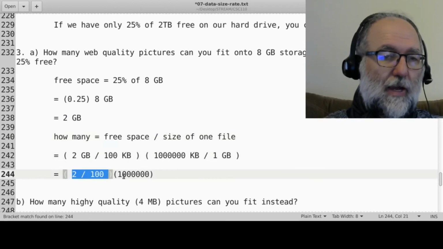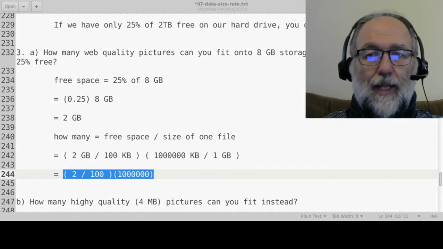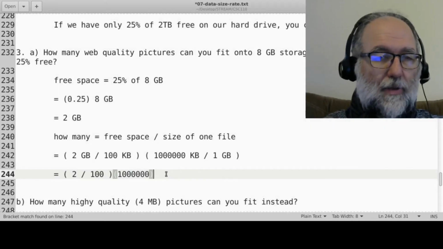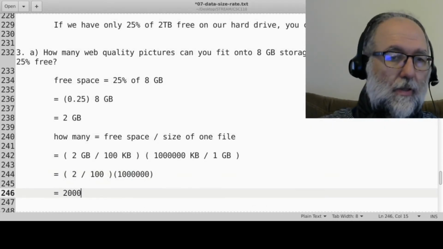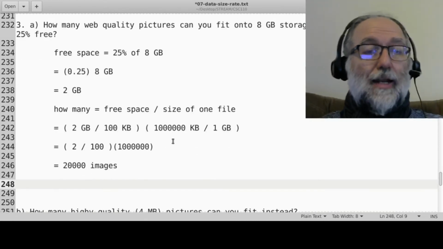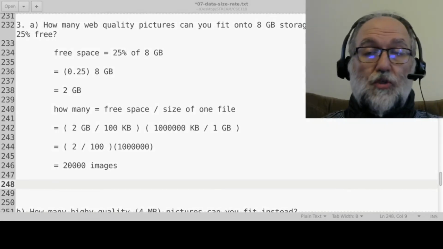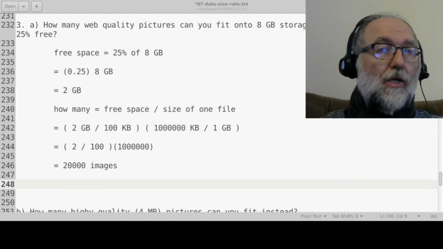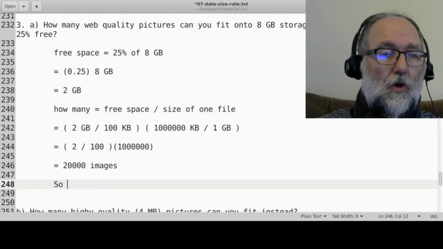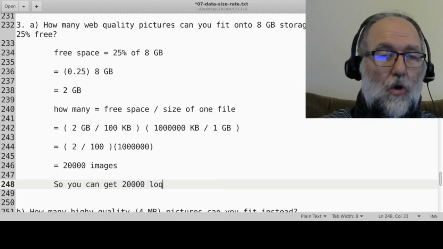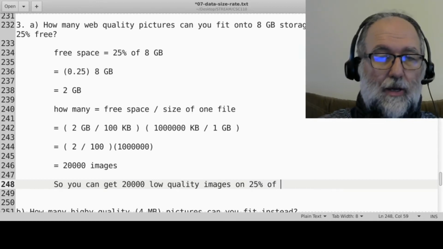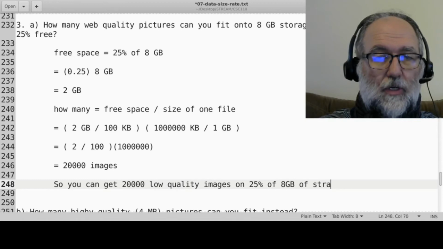And so that's going to be 2 divided by 100 multiplied by 1,000,000. Let me see what that turns out to be. I'm glad I caught that mistake. And that's going to be 20,000. That's a lot of images. So you'd be able to get 20,000 low quality web images on your phone. So let's just finish that off by saying, you can get 20,000 low quality images on 25% of 8 gigabytes of storage.